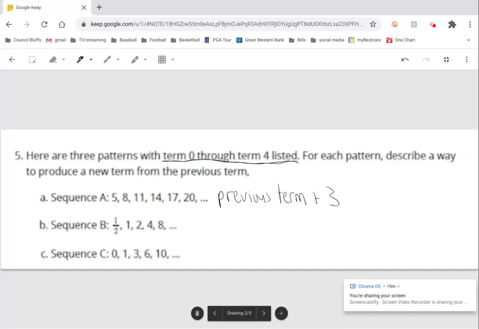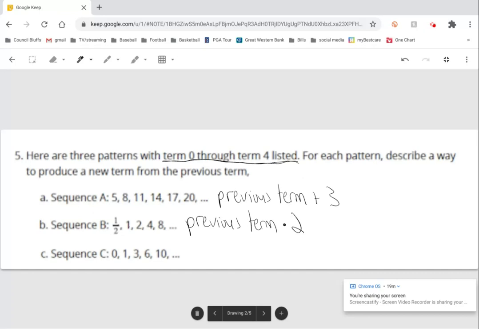Part B, sequence B, it looks like we're multiplying by 2. A half times 2 is 1, 1 times 2 is 2, 2 times 2 is 4, so on and so forth. So the pattern here is to take the previous term, multiply by 2.